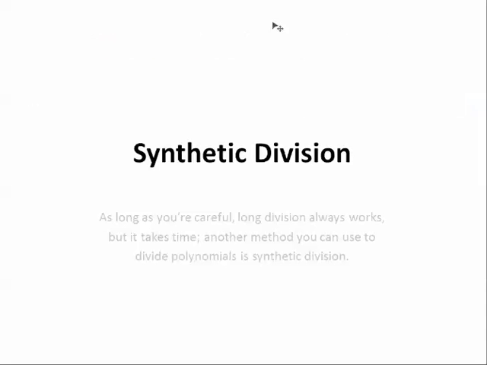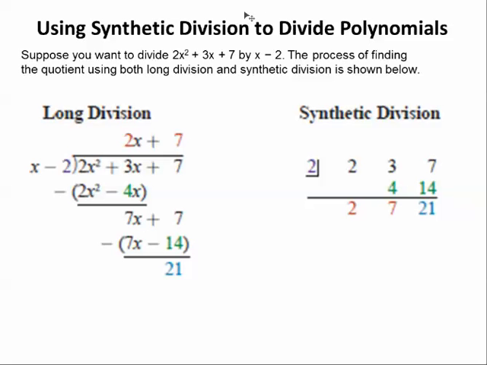Okay, so synthetic division, it's just long division done in a tricky way. Why am I doing it this way? Because long division takes so long to do. We need to find an easier way of doing division. So, looking at this problem over here, we're looking at long division. We're dividing 2x squared plus 3x plus 7 by x minus 2.